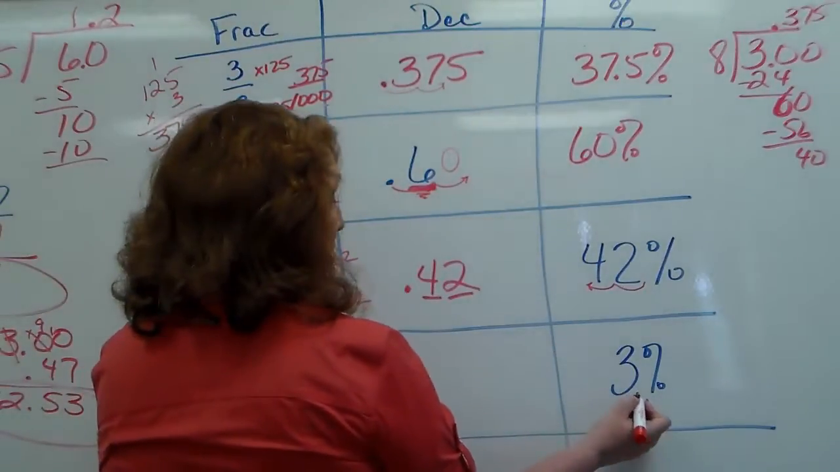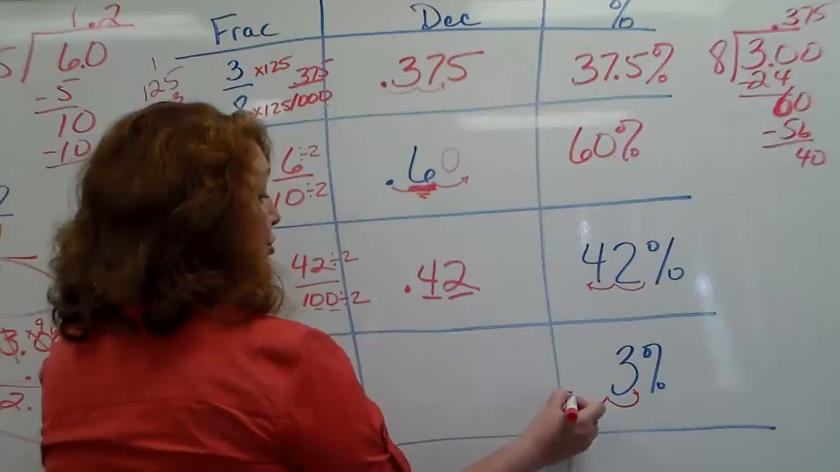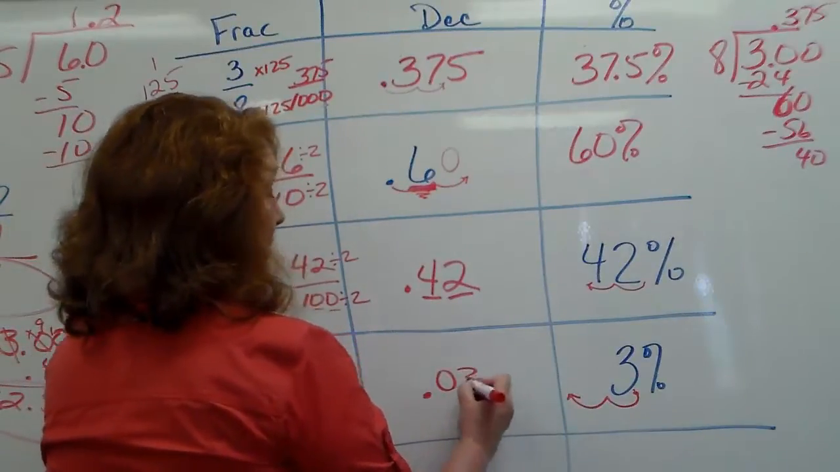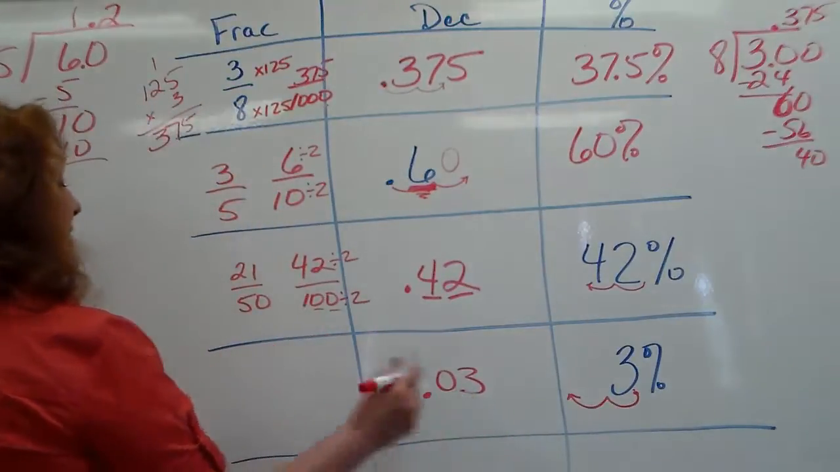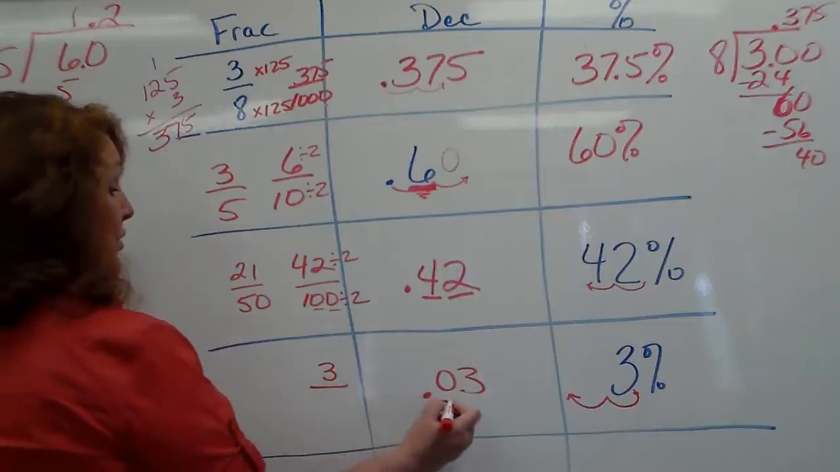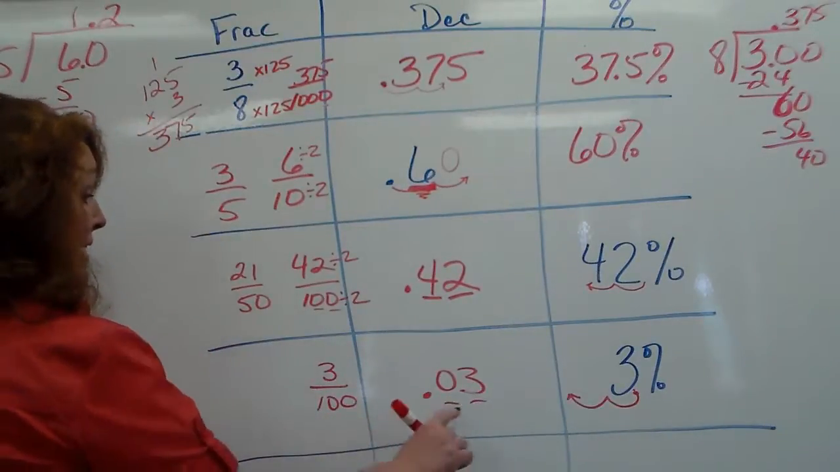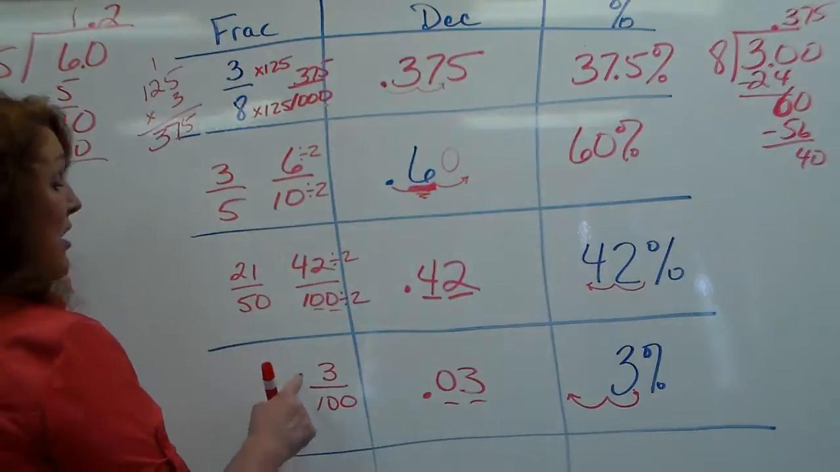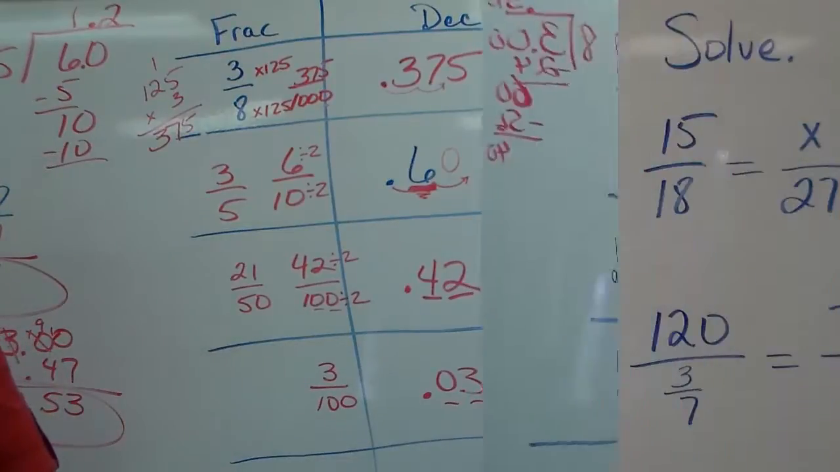This number also has an imaginary decimal point here, and we're going to move this over 2 as well. This is going to become 0.03. Don't let this be 0.3, because that's a very different number. This number is 3 over 100, not 3 over 10. 2 spots, 2 zeros. And they don't have anything in common, so that is simplified. All right? And there's chapter 5.